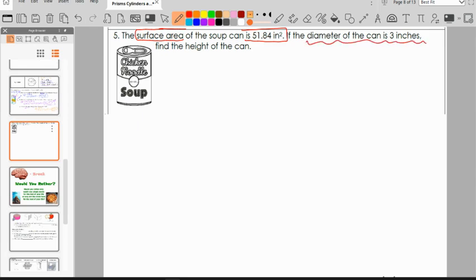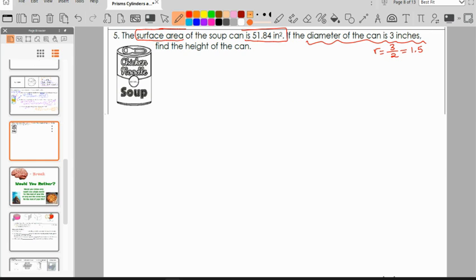Did any of our formulas ask for the diameter? No. So when they give us the diameter, I want to go find the radius. The radius is the diameter divided by 2. So 3 divided by 2 is 1.5. And it'll be easier to plug in as a fraction, but you can plug it in as a decimal if you want. So I'm going to find my radius and label it.